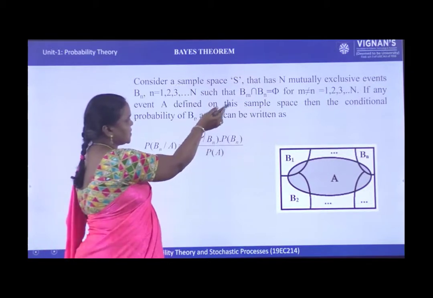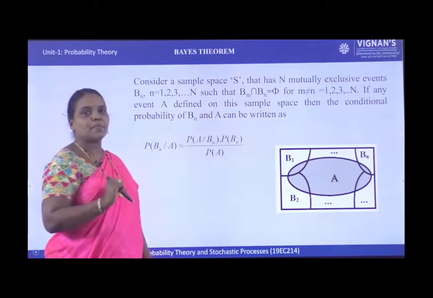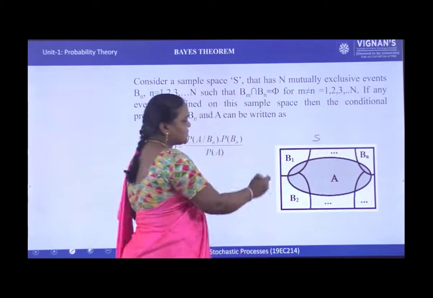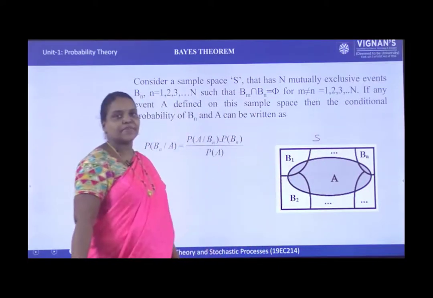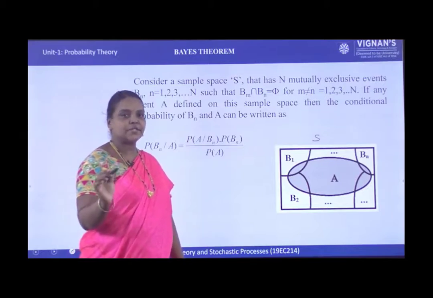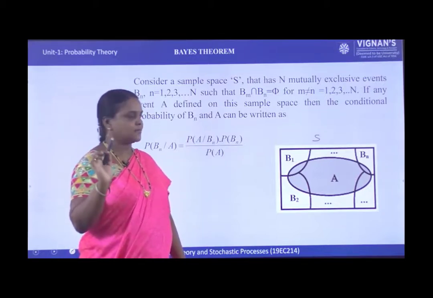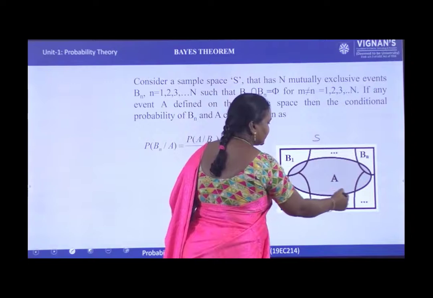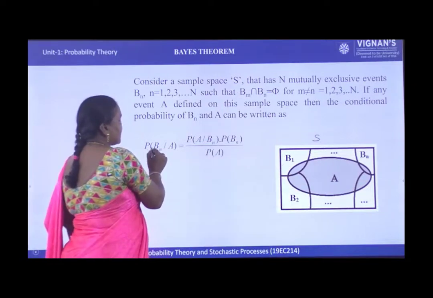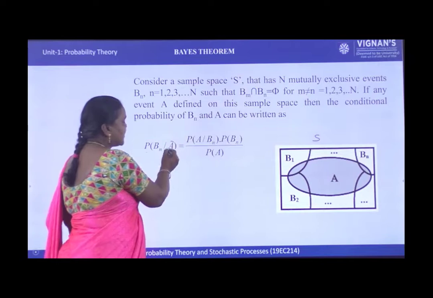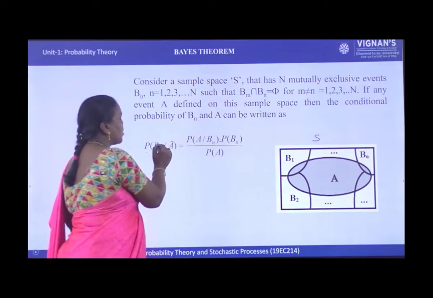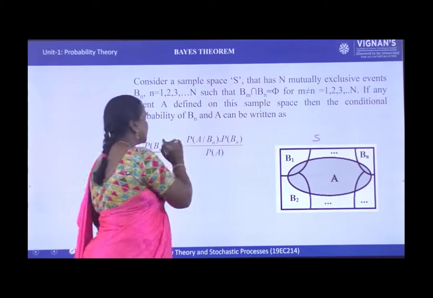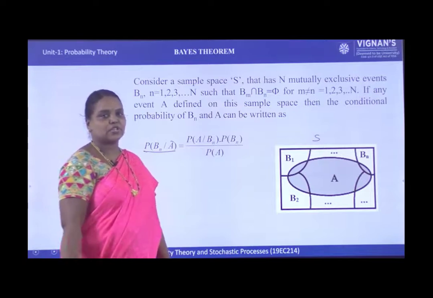The scenario taken is similar to the total probability theorem, that is the entire sample space S is divided into n mutually exclusive events. Mutually exclusive events means they should not have any common region. So on that sample space one more event A is defined. According to Bayes theorem, P of Bn by A, that means if it is given A, what is the probability that it belongs to Bn? To find such conditional probabilities, we use Bayes theorem.